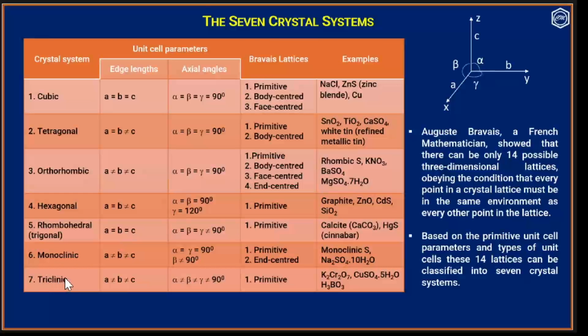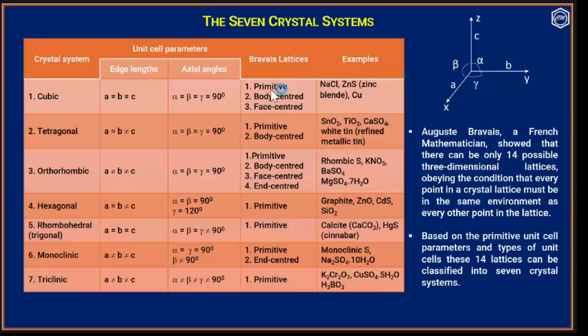The last one is triclinic. Here a ≠ b ≠ c, and α ≠ β ≠ γ, and again not equal to 90 degrees. Only one Bravais lattice is possible, that is primitive. Examples are potassium dichromate, copper sulfate, H3BO3, etc.